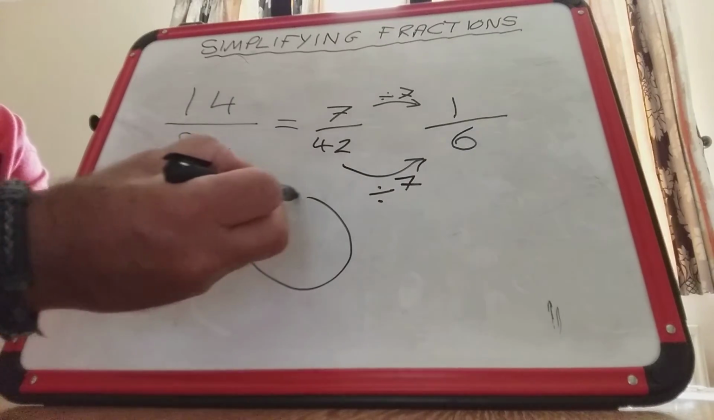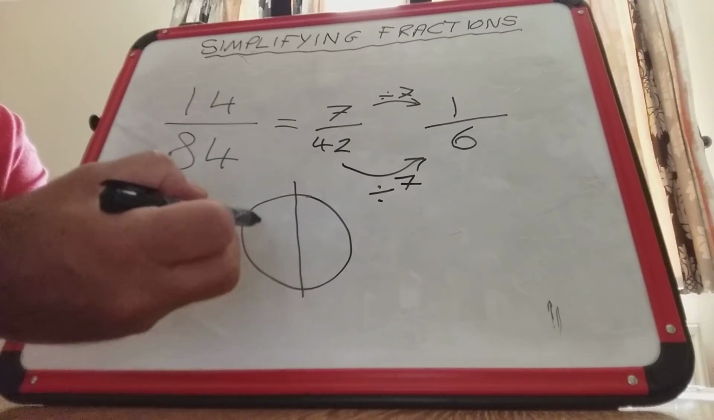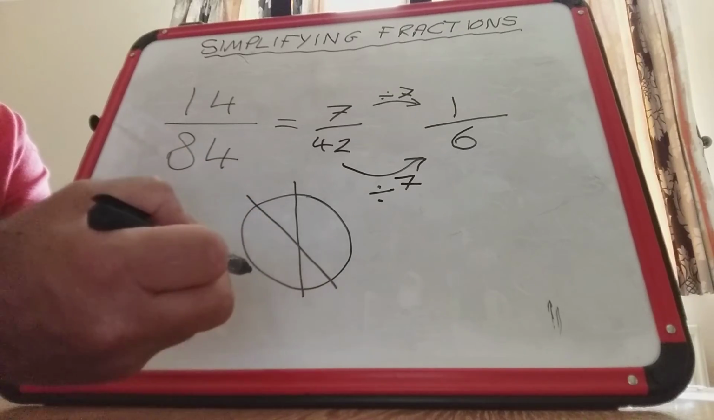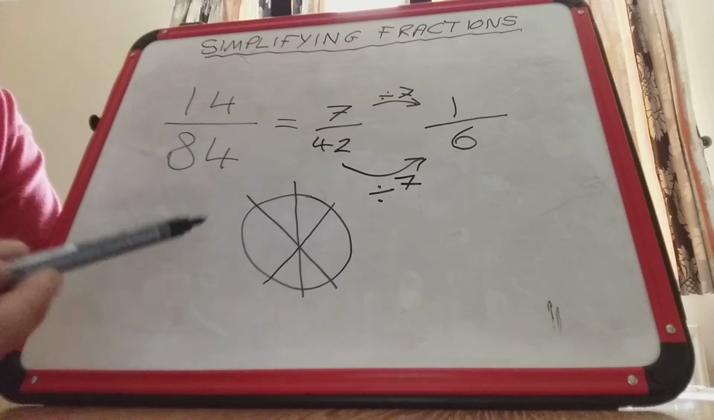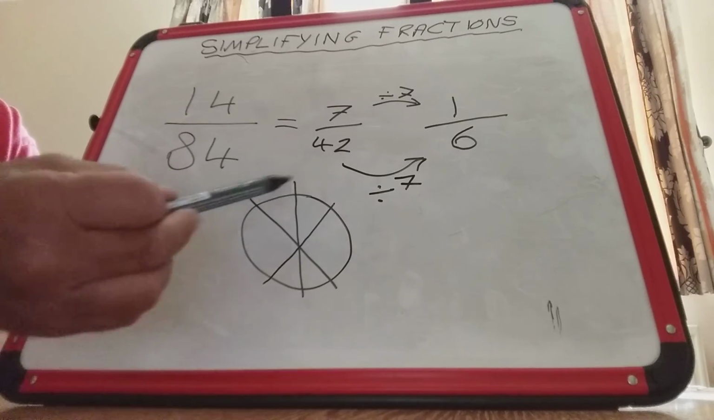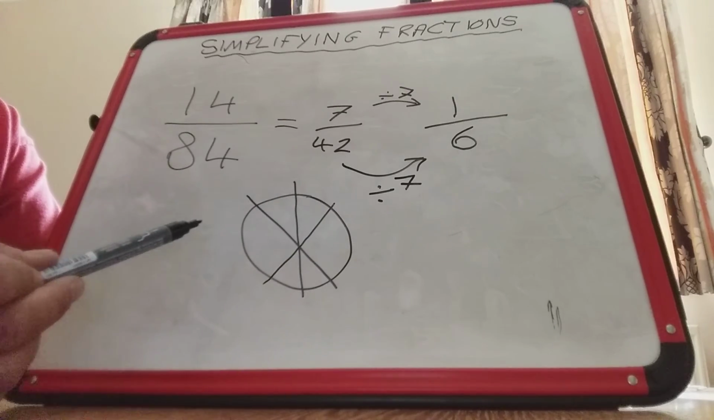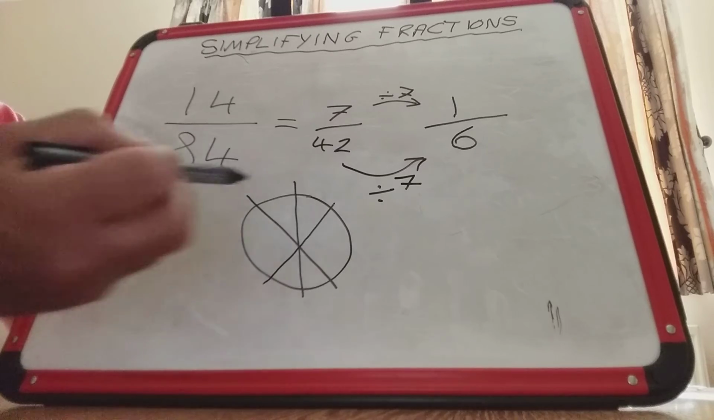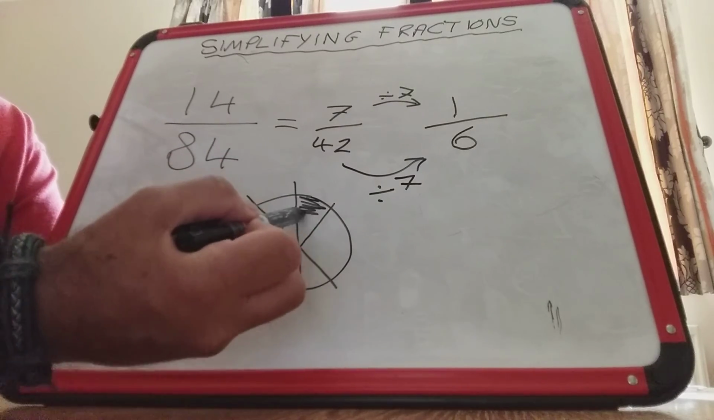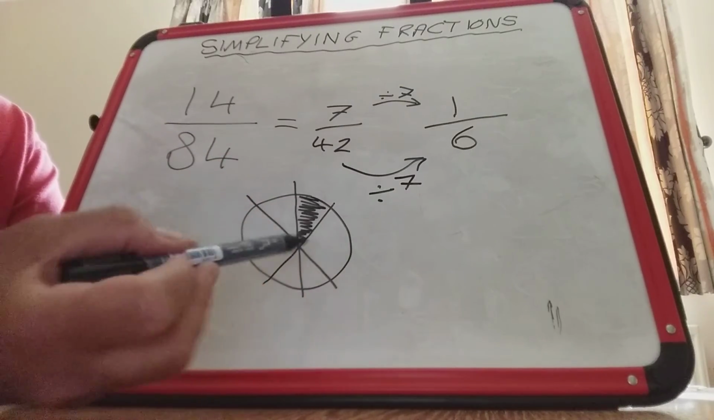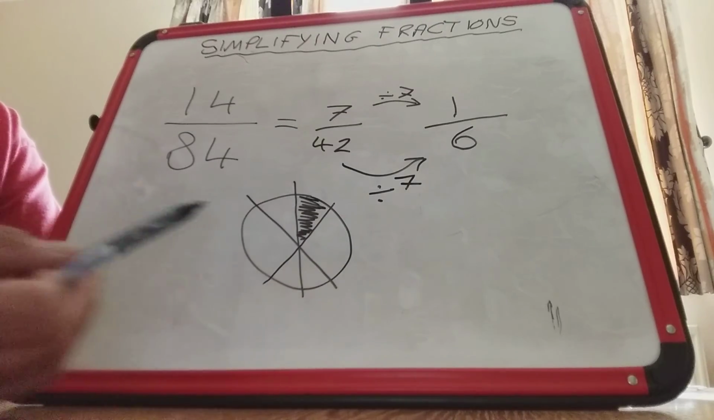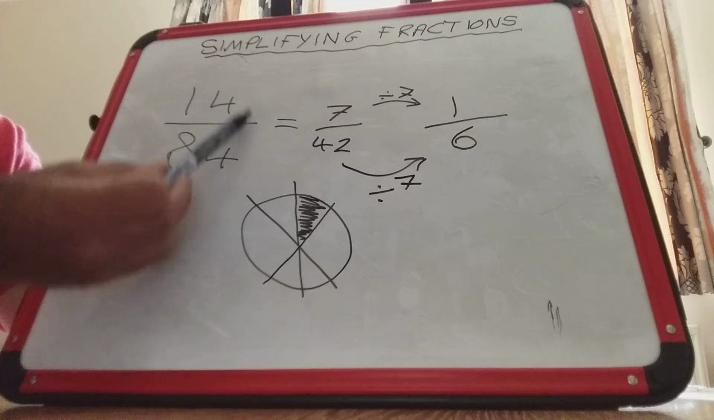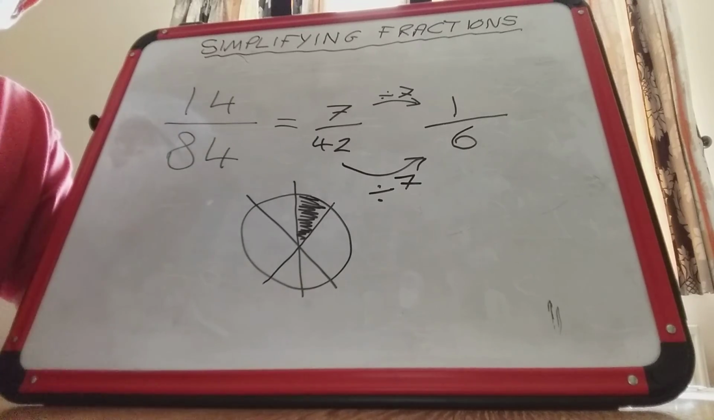So let's just show you what that looks like. There's my pizza. Now when you do these things, each section has to be exactly the same size, and I apologize because mine are not. But 1/6 means 1 out of 6. So there's 1 shaded, and there's 1, 2, 3, 4, 5, 6. So that's what 1/6 looks like, but actually that's also what 14/84 looks like.